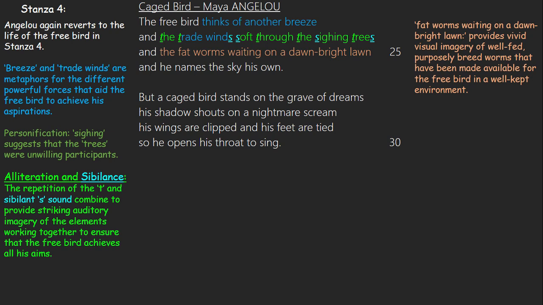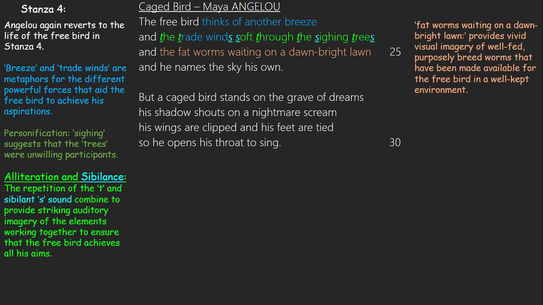She continues, "and the fat worms waiting on a dawn bright lawn." Fat worms waiting on a dawn bright lawn provides vivid visual imagery of well-fed, purposely bred worms that have been made available for the free bird in a well-kept environment. So it's not only that the quality of the food is very high, but also the place where he accesses the food is well kept.